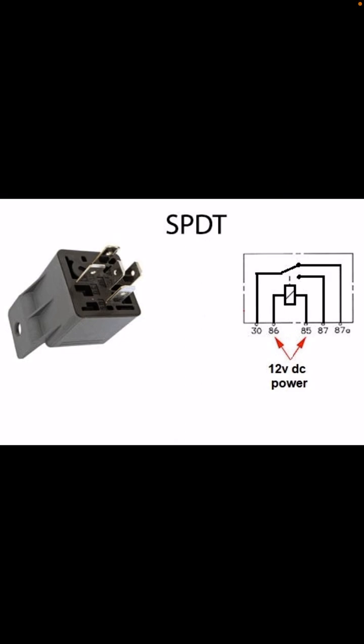Next is a single pole double throw relay. So this one, it's still got only one source of power, one circuit, but it's got different paths that it could take. See how if you look at 30 and you follow it up, it only has that one pole, but see how there's two separate circuits, or not circuits, but two paths that it can take, either 87 or 87A. So that's single pole, but double throw.